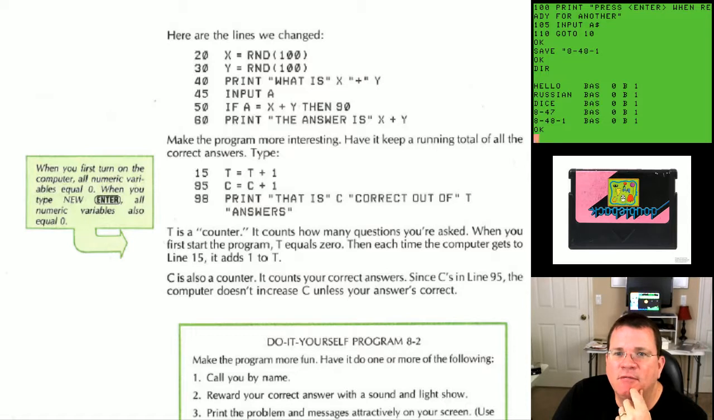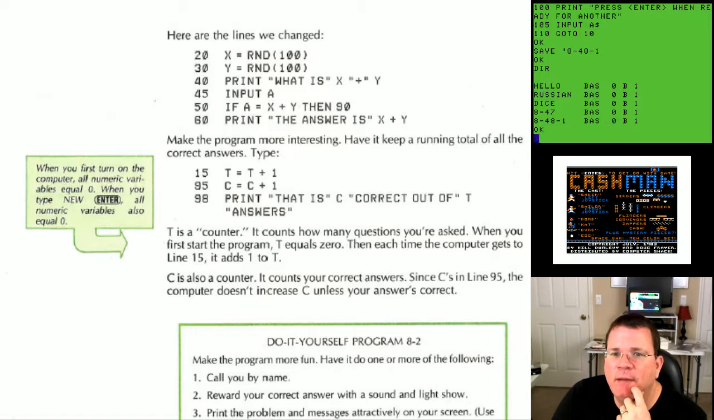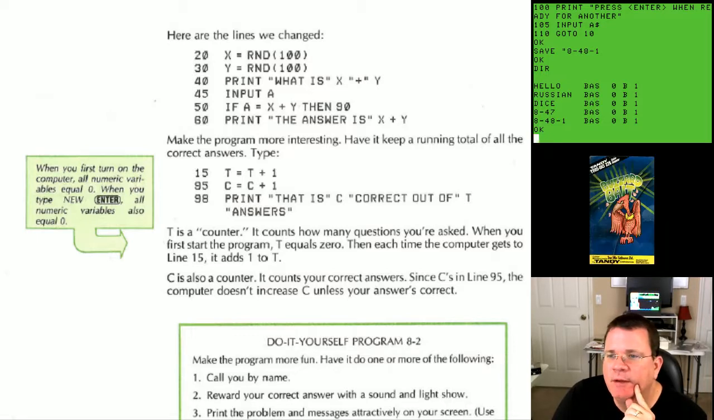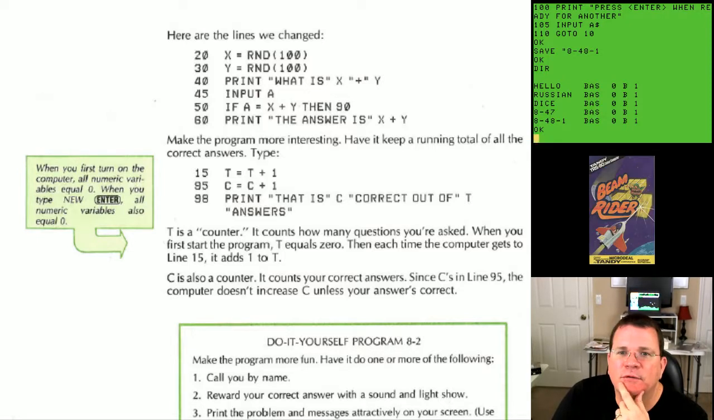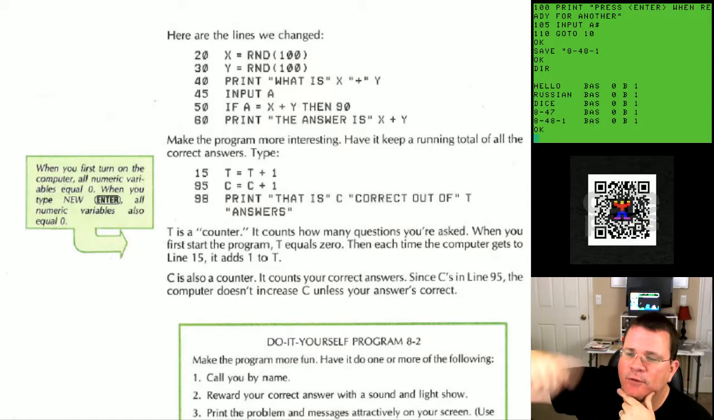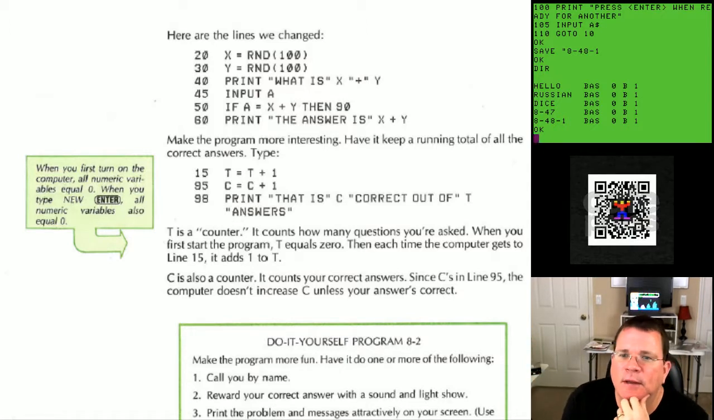So for line 15, it's going to say your tries. Every time you go through a question, it's going to count how many times you've tried these questions. Line 95, which is after you get it correct, it's going to say C equals C plus 1. So your correct counter is going to increment each time you get one correct.